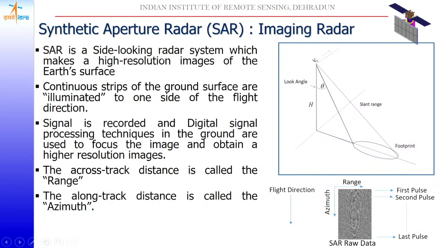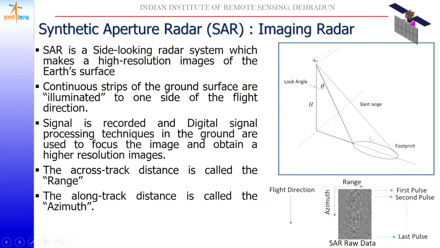So SAR is a side looking radar system. It is not nadir looking, because unlike the optical sensor, which is nadir looking, the SAR is a side looking system, and it will take images either in the left direction or in the right direction. Say this is the SAR and it is illuminating in the right direction. This is called the footprint, this angle is called the theta angle, this is the height of the sensor, and this range is called the slant range.